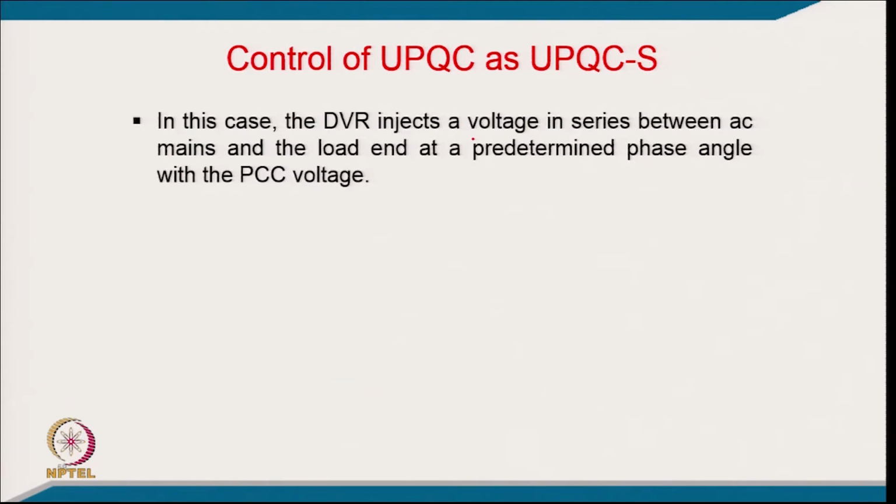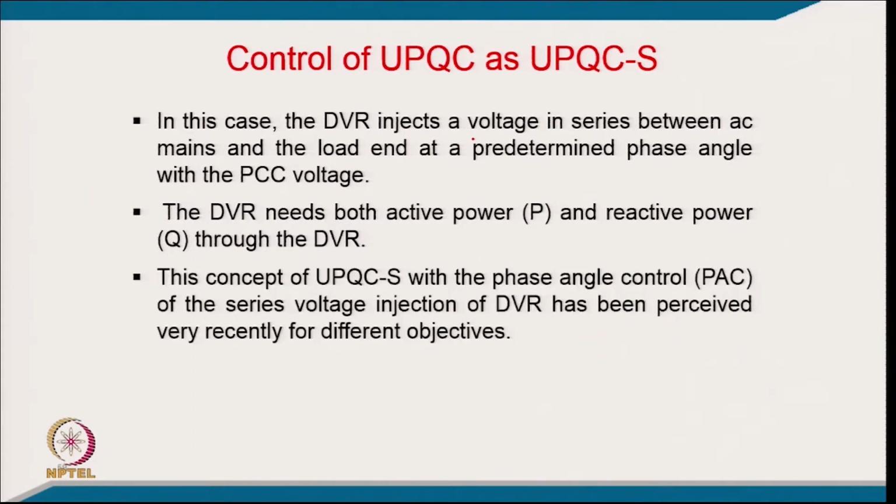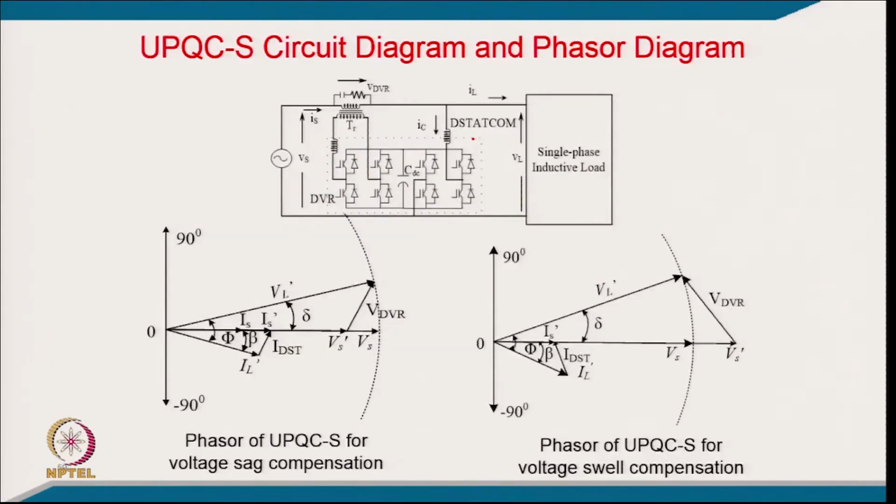And in this case, DVR injects a voltage in series between AC mains and the load end at a predetermined phase angle with the PCC voltage, and DVR needs both active power and reactive power. So, this concept of UPQC-S with phase angle control of series voltage injection of DVR has been perceived very recently in four different objectives, and this is the typical phasor diagram for UPQC-S.